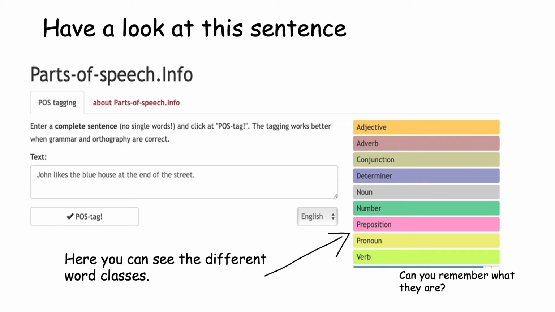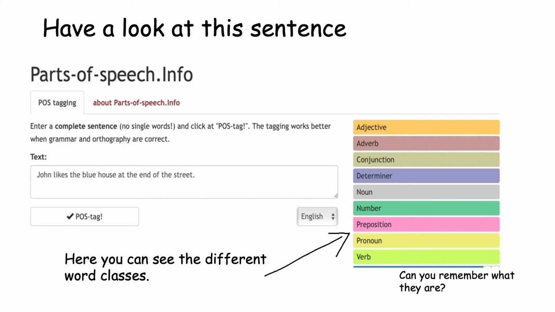Blue. John likes the blue house. What does the word blue do? It describes the house. So I would underline or colour the word blue in orange. House, what is house? It is a noun, isn't it? Yeah, brilliant. At, what kind of word is at? It's telling you where something is. So it's talking about the house, and where is it? At the end of the street. So the word is a preposition. So I would underline that pink.